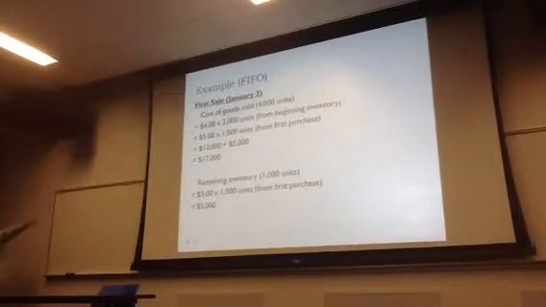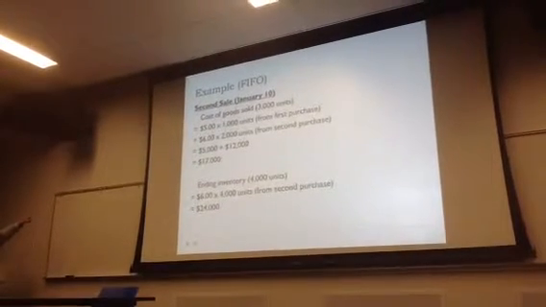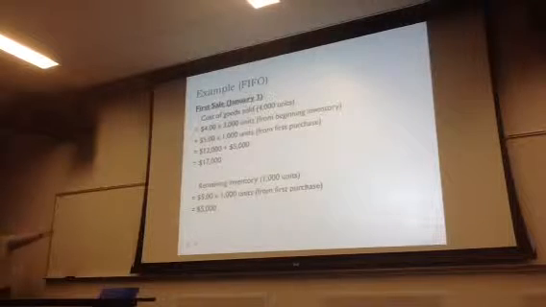So for the cost of goods sold, you have to add both the cost of goods sold for the first one and the second one. But for the ending inventory, make sure you do not add the first one. You do not add this one.